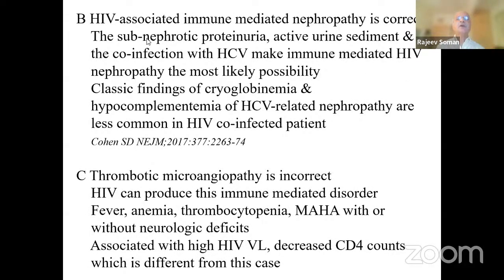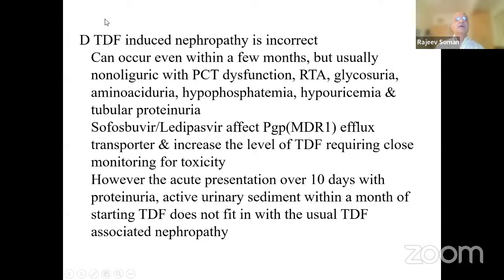So this was subnephrotic proteinuria, 2+ proteinuria. There was an active urine sediment. You saw 4+ RBCs. And co-infection with HCV makes this immune-mediated HIV nephropathy the most likely possibility. Thrombotic microangiopathy also seems to be incorrect. It is often associated with anuria or oliguria, hypertension, and other features.